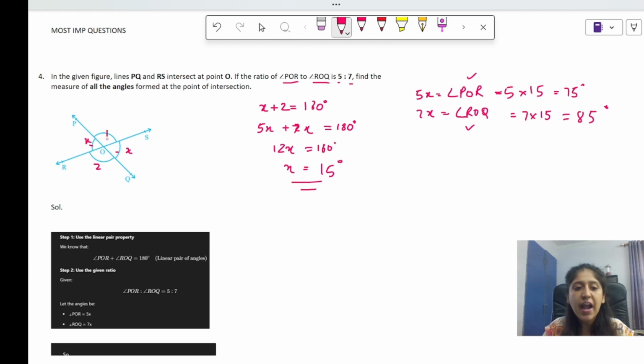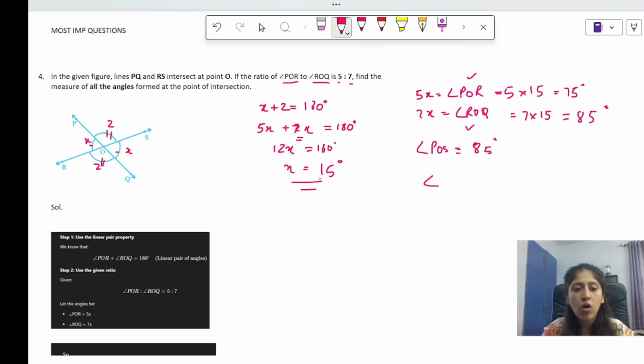POS and ROQ, they are also equal. They are vertically opposite. Yes. So my POS can also be written as z. So that means I now have angle POS as well. What is that? That is z. And z is 7x. Yes, I had taken z as 7x. So that is 85 degrees.